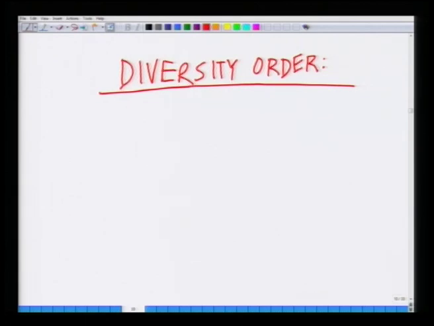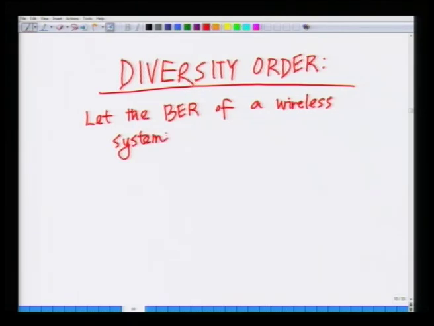Let the bit error rate of a wireless system be given as a probability as a function of SNR, P_E of SNR. Remember, bit error rate is a function of SNR, and the bit error rate decreases with respect to SNR as the function P_E of SNR.